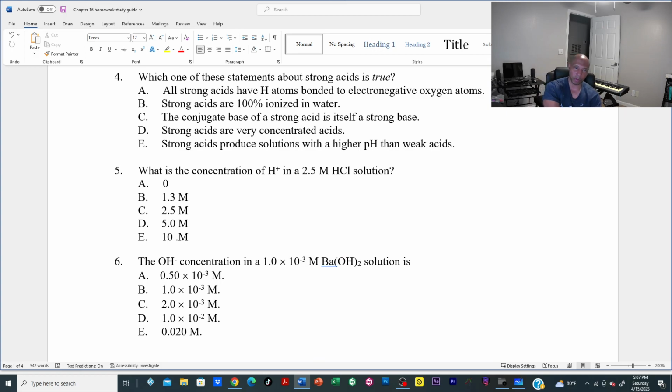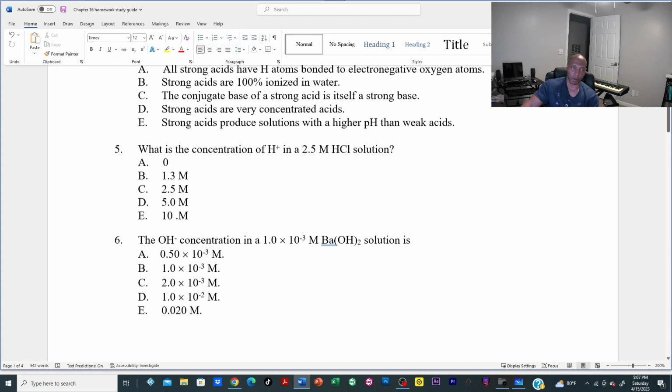E. Strong acids produce solutions with a higher pH than weak acids. No. Remember, the stronger the acid, if you have similar concentrations, if you have the same concentration, the stronger the acid, the lower the pH. So the more acidic your solution is, the lower the pH is. All right. So moving on to number 5.